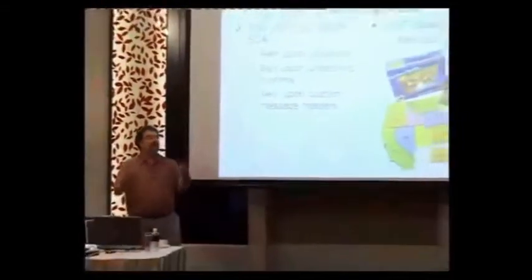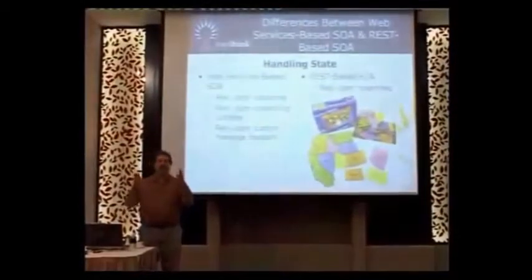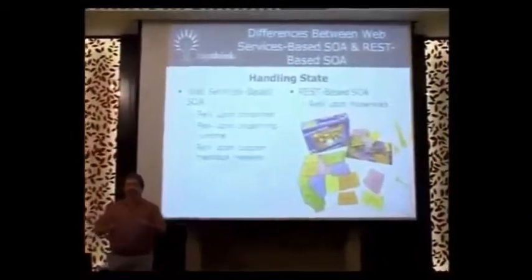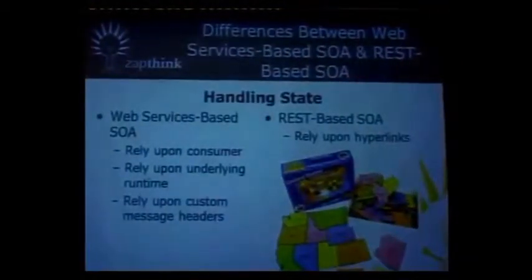I'm not here to plug Fiorano, but this is where Fiorano is significantly different from all the other ESB players, is that they handle state differently. So the REST-based world relies upon hyperlinks. That's it. Right? The messages are self-descriptive. All the state information you need is transferred in the message to the client, and Hypermedia is the engine of application state. Right? That's the story. That's why REST is such an important part of the SOA story.